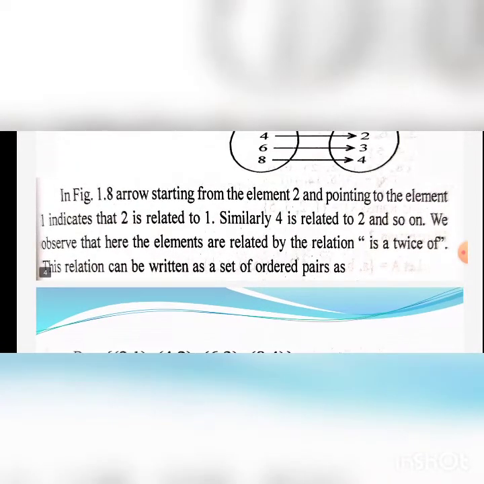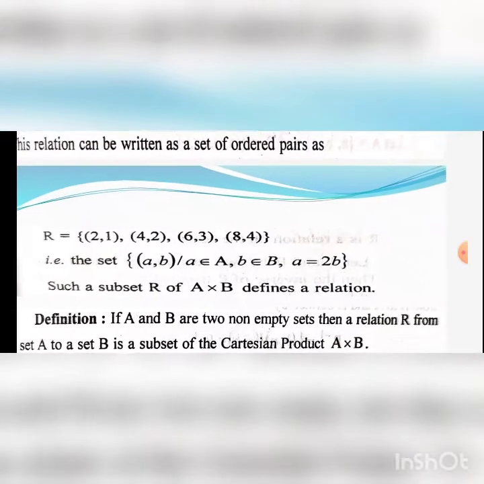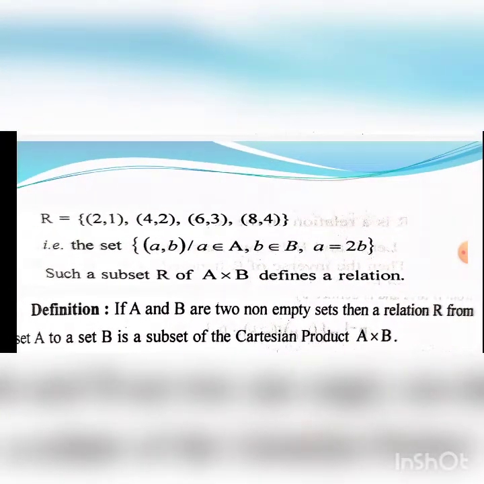Okay. So this relation can be written as a set of ordered pairs as R equals {(2,1), (4,2), (6,3), (8,4)}. Okay. The set of ordered pairs (a, b) such that a belongs to A, b belongs to B, and what is the relation between these two? a equals twice b. Okay. Such a subset R of A cross B defines a relation.